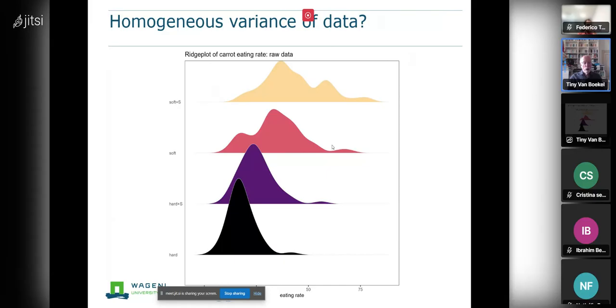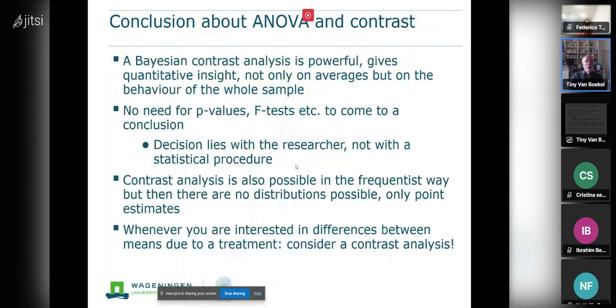So by doing this Bayesian analysis, I hope you see that you get much more insight in your data and in the outcomes of the analysis. So the conclusion about this part is that a Bayesian contrast analysis is actually giving you much insight, but also quantitative insight, not only on averages, but on the whole sample. And as I have also shown, you don't need p-values or F-tests to come to a conclusion.